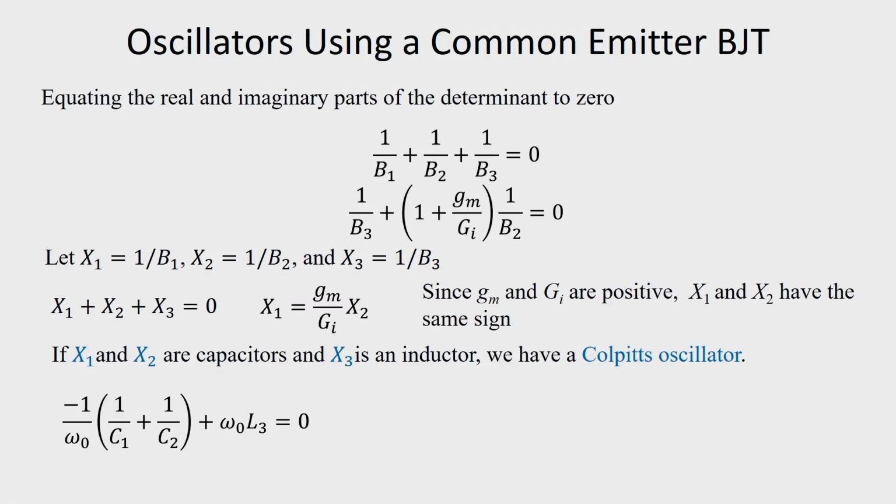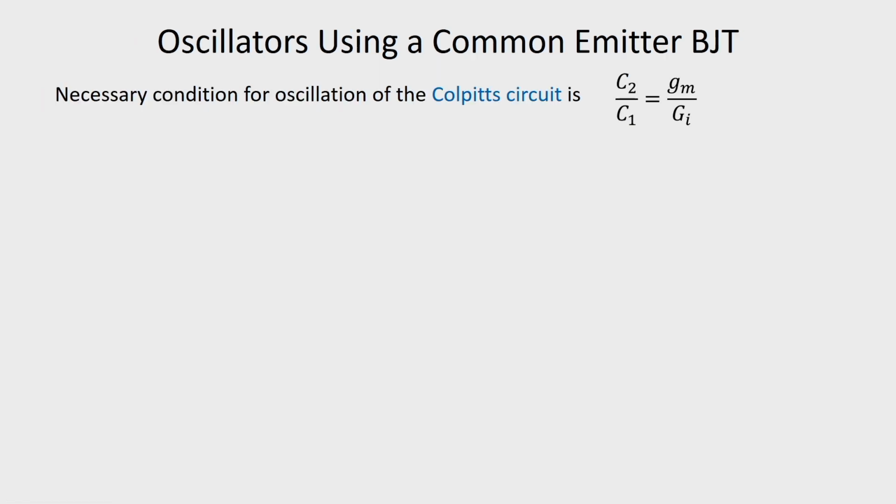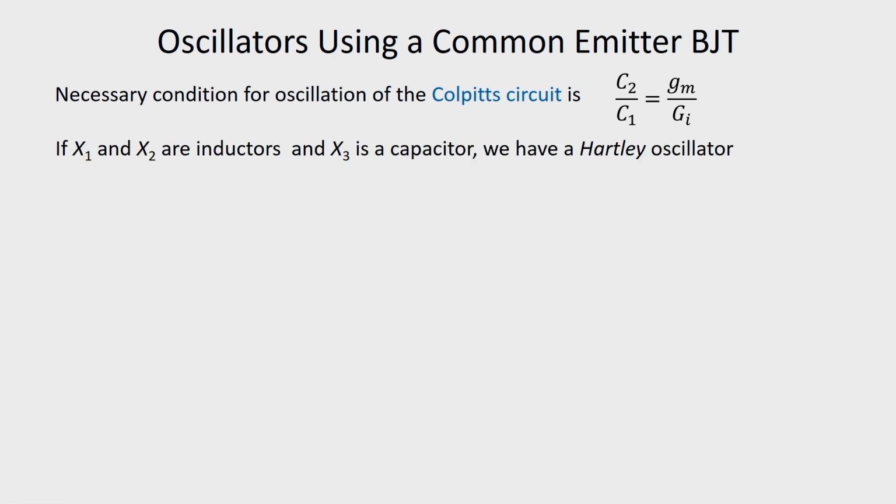Also, from this relation x1 is equal to Gm/GI x2, we can see that the necessary condition for oscillation of the Colpitts circuit is C2/C1 is equal to Gm/GI.